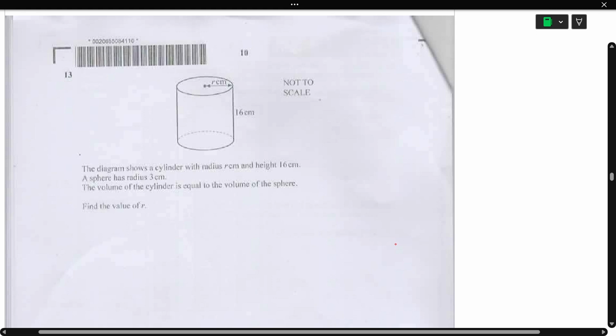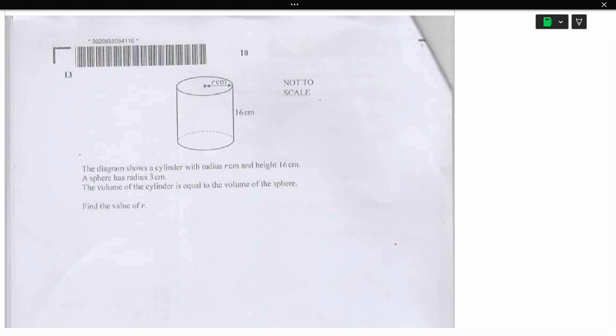Next question, question 13. Here the diagram shows a cylinder with radius r and the height is 16. A sphere has radius 3 centimeter. The volume of the sphere is equal to the volume of the cylinder. Find the value of r. So next we will draw a sphere as well. The radius for the sphere here is 3.